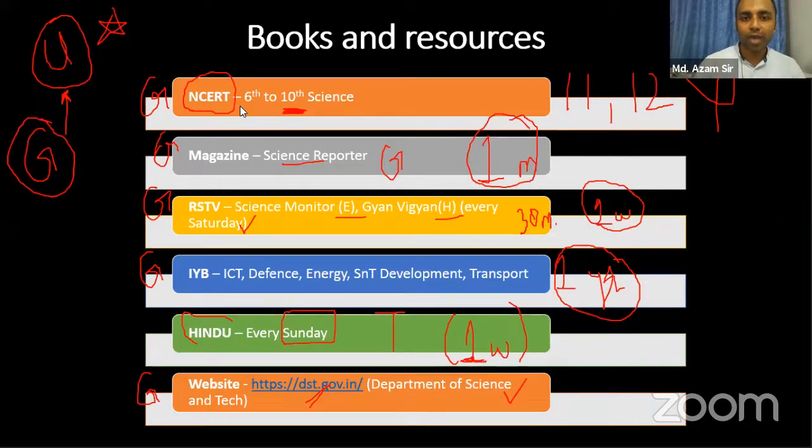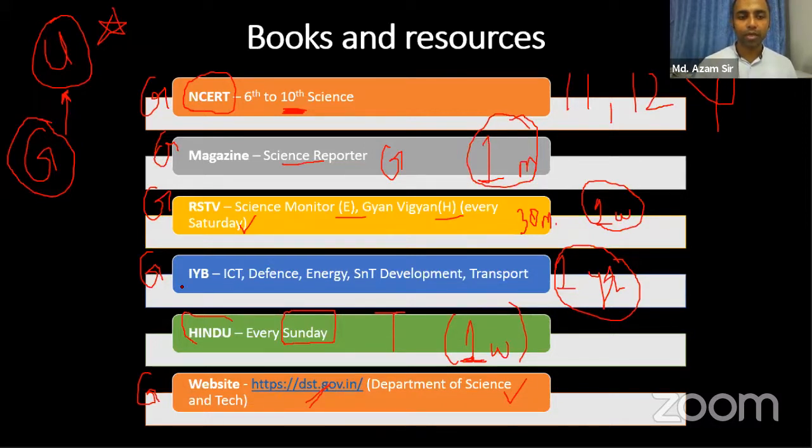So far, if anyone has any doubt, you can raise your doubt in the question answer section. There is a person who has asked me what is IYB. IYB is India Yearbook. India Yearbook is basically a one year compilation of the current affairs. This is a government book, and it covers various topics.